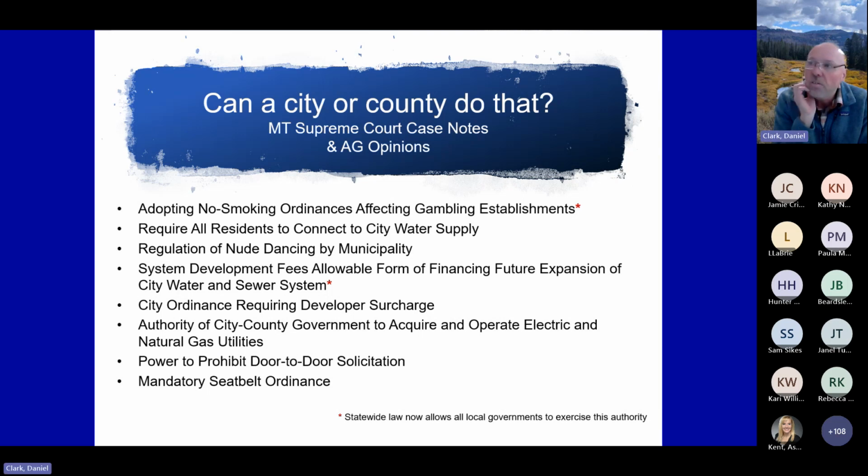What else? Oh, the adoption of the non-smoking ordinances that came out of the city of Helena. So here's another example of where local governments provide leadership in the state. The city of Helena adopted an ordinance prohibiting smoking in gambling establishments, and that didn't go unchallenged. And the courts determined that they did have that authority because they're exercising the authority they have to regulate the health and safety of their citizens.